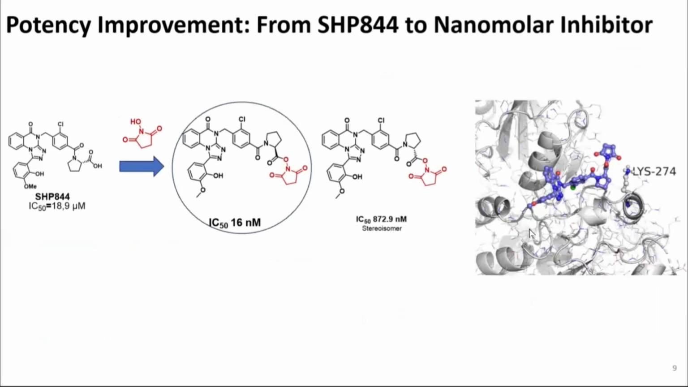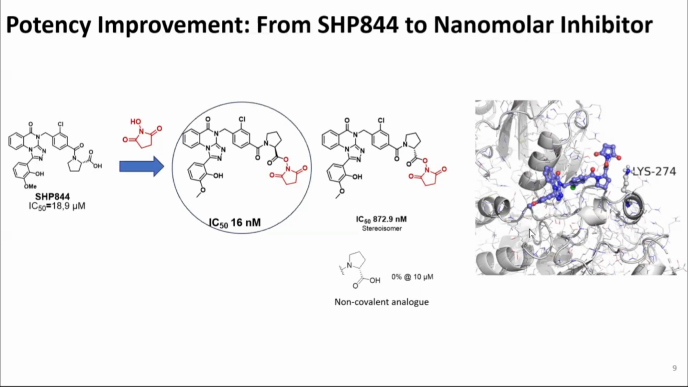A closer proximity to the lysine 274, and again a nitrogen bond. It's allowing the interaction and the covalent mechanism to take place easily. Interestingly, the non-covalent analog, the R stereoisomer of this SHP844 at 10 micromolar, so we don't know for higher concentration how it is, but at 10 micromolar didn't show any activity.